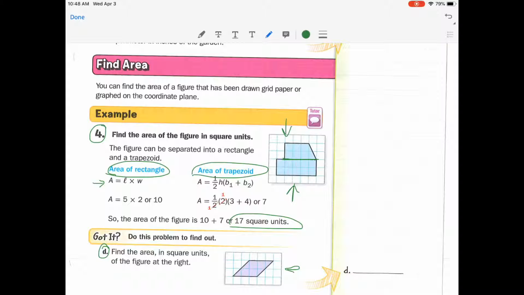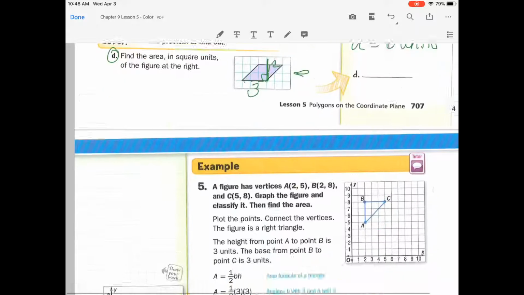So let's find the area in square units of the figure to the right. Well, this is a parallelogram, and we all know that the area of a parallelogram is A equals base times height. So let's figure out the base. 1, 2, 3. So my base is 3. And remember, my height has to create that 90-degree angle. Okay, so therefore, this is 1, 2. So my height is 2. So A equals 3 times 2. And A equals 3 times 2 is 6, so it is 6 units squared. So it's a pretty small little area. All right, let's take a look at the next page and let's do some examples.